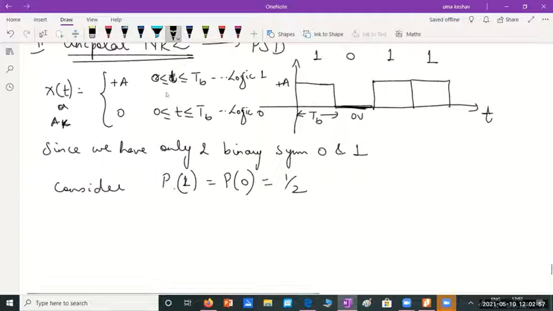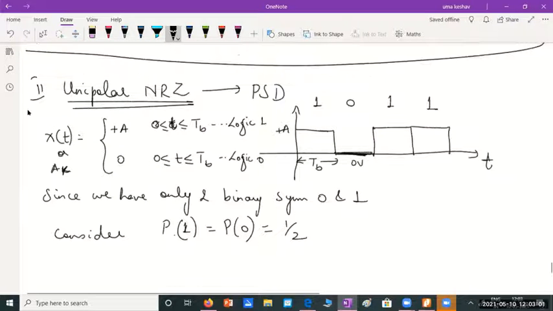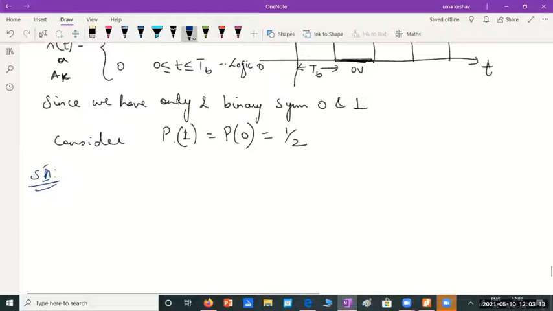So next, let's try to move on. So this is step 1. Please remember, this is the first step. What is the second step? Once you have defined the AK values and their probabilities, you have to find the autocorrelation function.